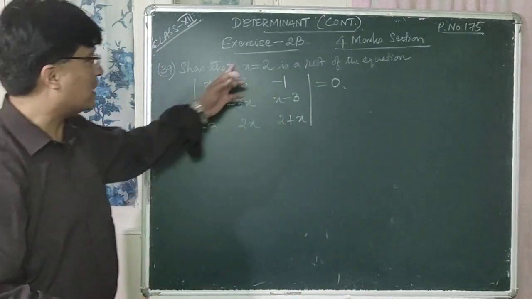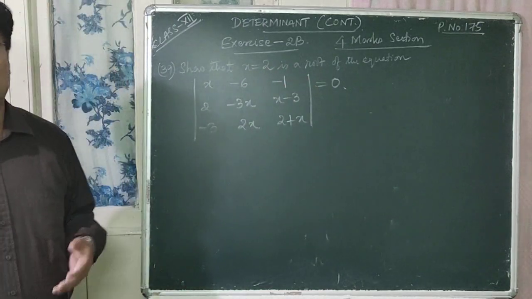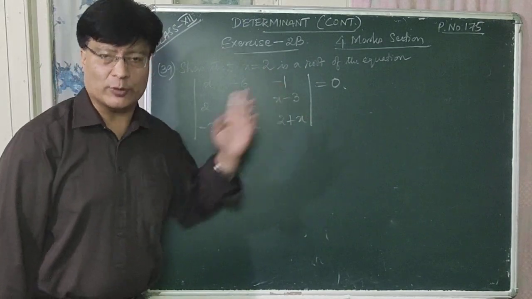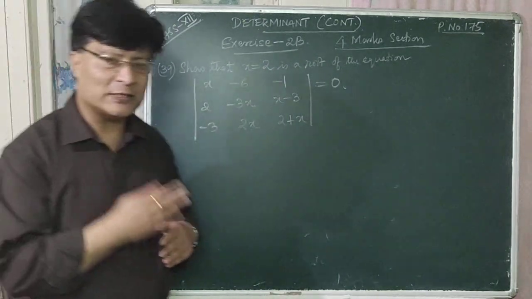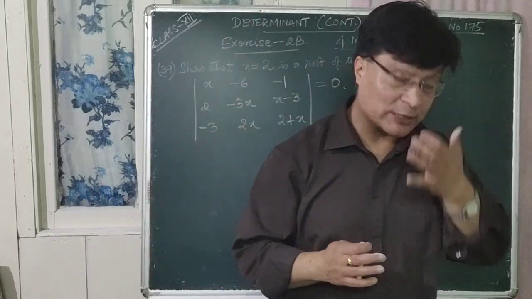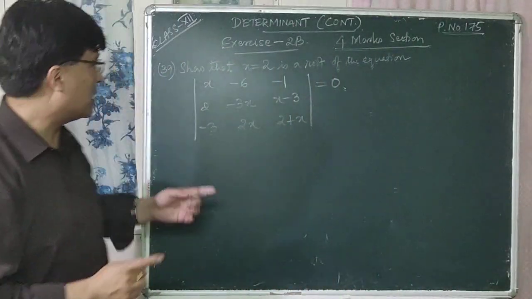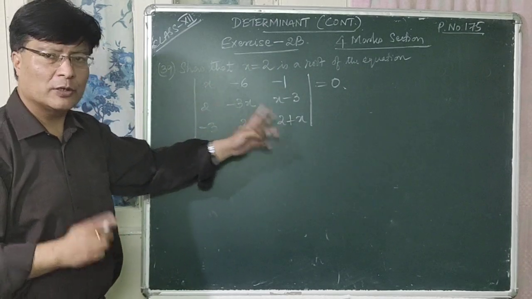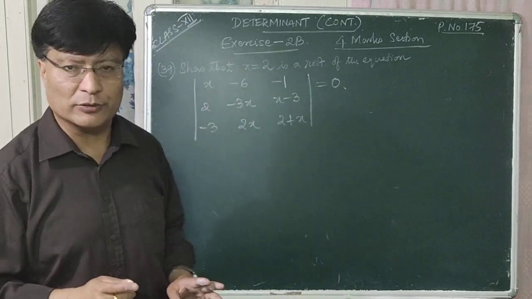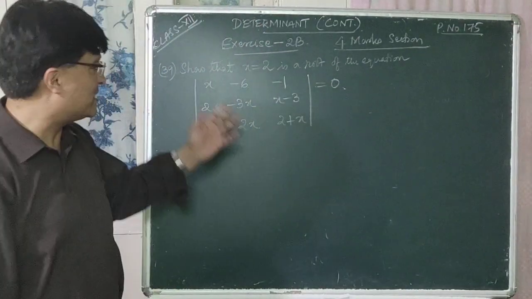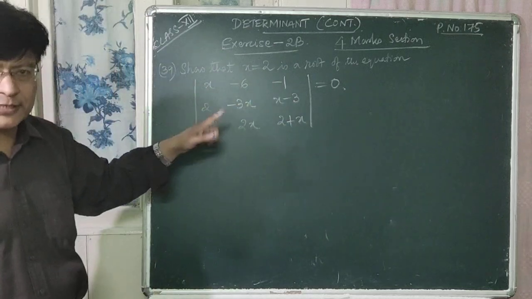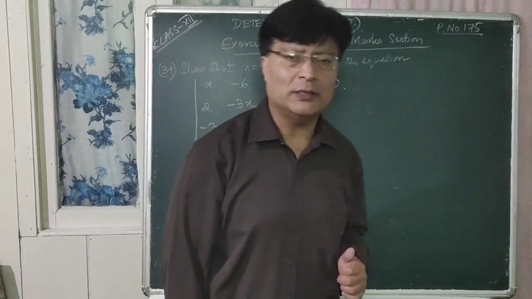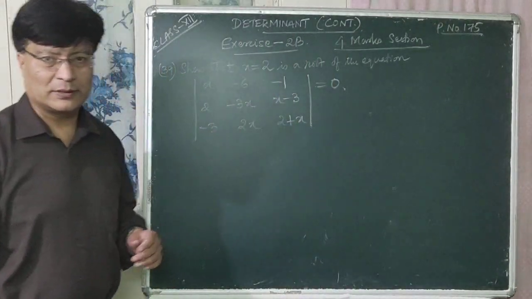Now we have to prove that x is equal to 2 is a root of the equation. What do you mean by it? That means this value x is equal to 2 must satisfy this equation. So if you put x is equal to 2 here, you should prove that this determinant is equal to 0. If you can prove that this determinant is equal to 0 by putting x is equal to 2, then we can write down that x is equal to 2 is a root of the given equation.